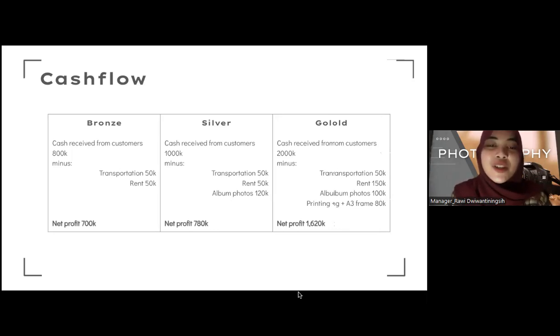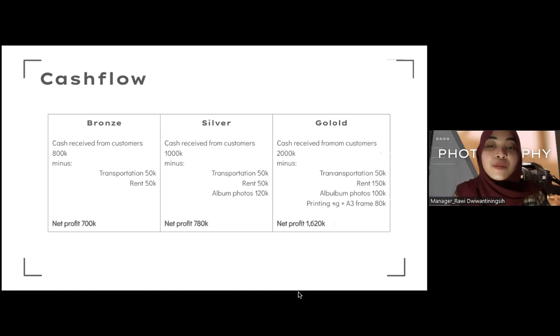Okay, so in the bronze package, the cost of 800,000 rupiah will be deducted for the transportation fee of 50,000 rupiah and 50,000 rupiah for renting a camera flash. So the net profit we got was 700,000 rupiah. And then next there is the silver package, costing 1 million rupiah. Then it will be deducted for the transportation fee of 50,000 rupiah, 50,000 rupiah for camera flash rental and 120,000 rupiah for photo albums. So the net profit we got was 780,000 rupiah.